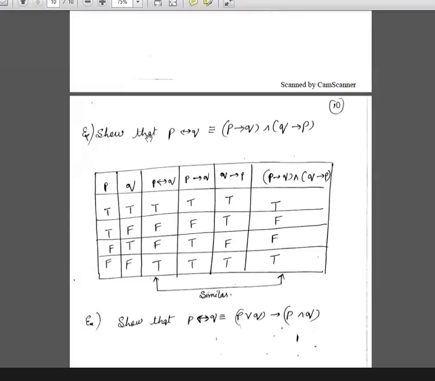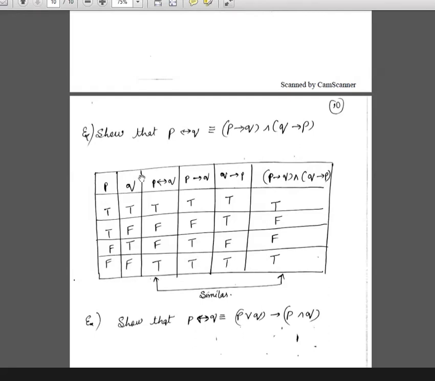So what is the question? P biconditional Q is similar to P conditional Q and Q conditional P. That means you need to find the RHS and the LHS, and both RHS and LHS should have the same truth value in the column.